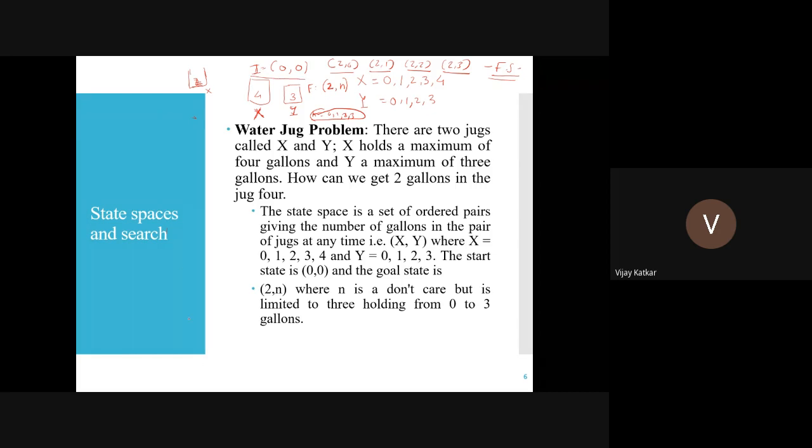The same thing is written over here in paragraph form. The acceptable states are 2,0, 2,1, 2,2, 2,3. The 2 is for X, and the numbers from 0 to 3 are for Y. When we write the initial state as 0, comma 0, the first 0 indicates the amount of water in jug X, and the second 0 indicates the amount of water in jug Y.